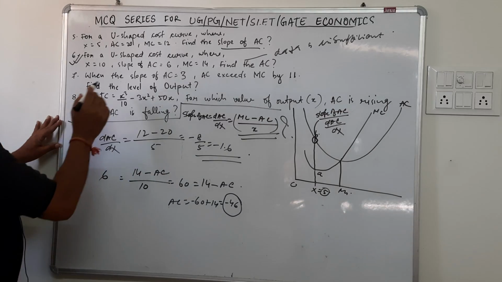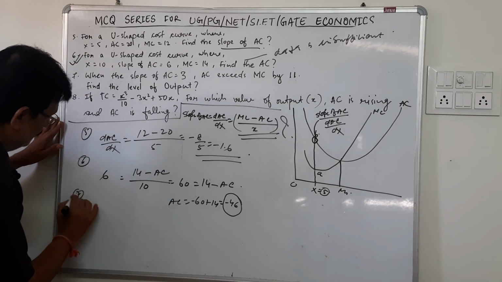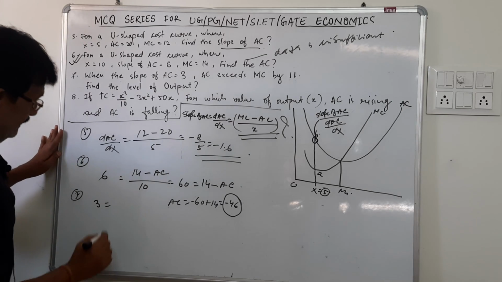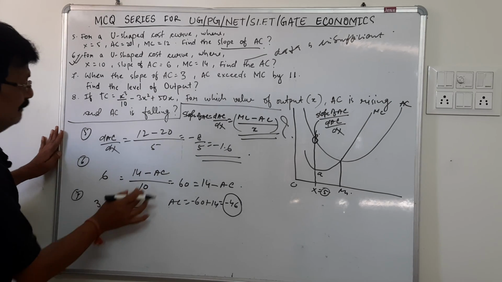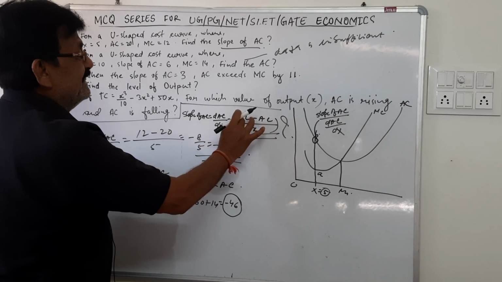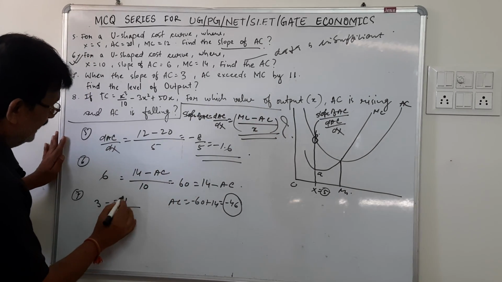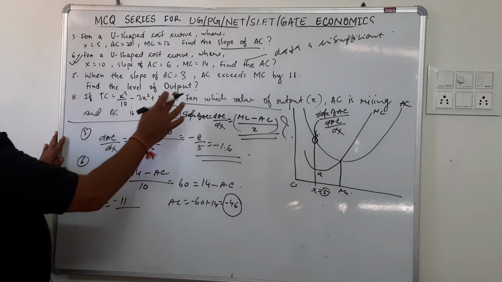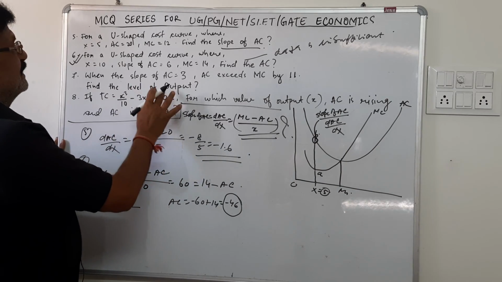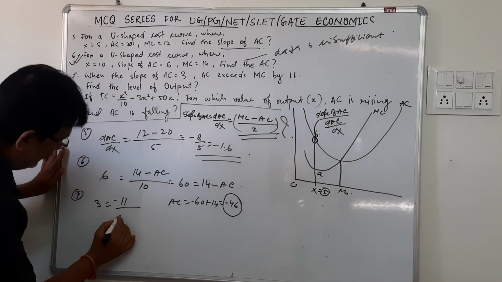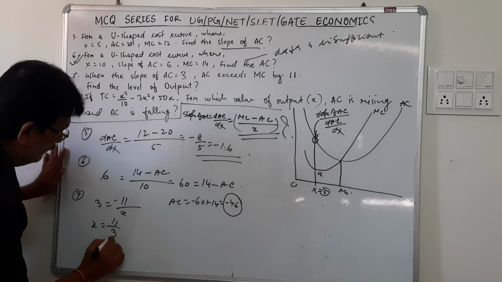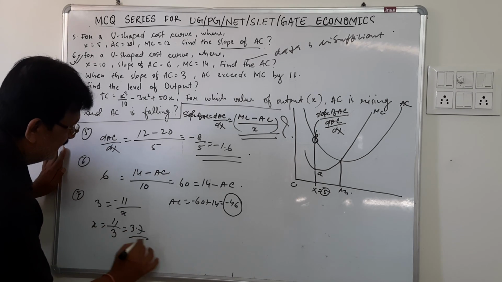Number 7. When the slope of AC is 3, AC exceeds MC by 11. Yes, so 11, because this is the difference between MC and AC. So AC exceeds MC by 11. So definitely this will be minus 11, and the output is MC by 11, find the slope of AC is 3, and so the output has been asked. So output is 11 by 3, that is 3.7.